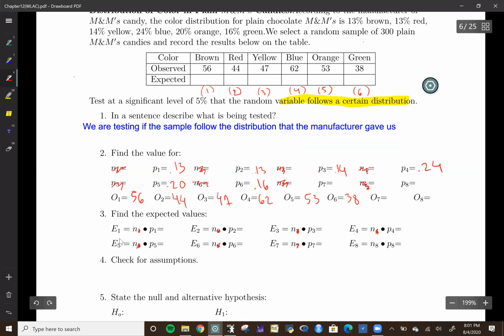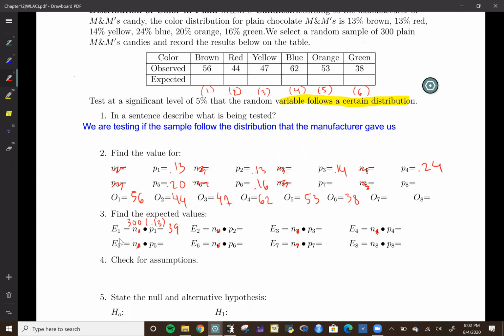All right, so let's do this one. Let's find the expected value of 1. For the expected value of 1, we get N, which is 300, and we multiply that by P1, and we said P1 was 0.13. So if I do 300 times 0.13, what would I get? You get 39. Good job. So now I'm going to do E2.